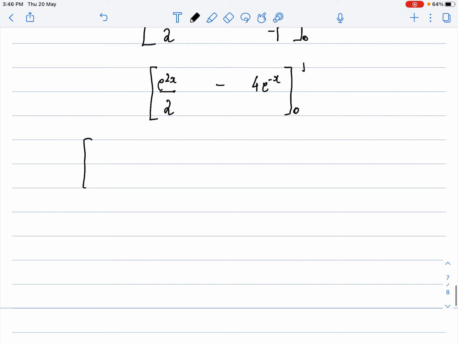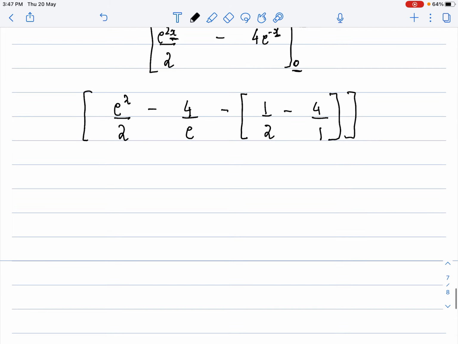Now in the place of x, put 1 first, which is the upper limit. So I get e raised to 2 over 2 minus 4 over e raised to 1. Minus, when I put 0 in the place of x, e raised to 0 gives me 1 over 2, minus 4 over 1, because e raised to 0 is also 1.